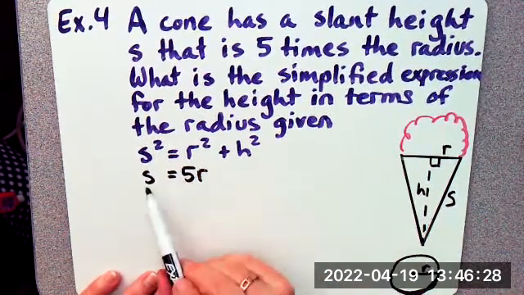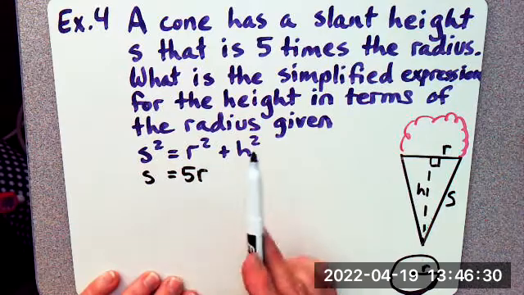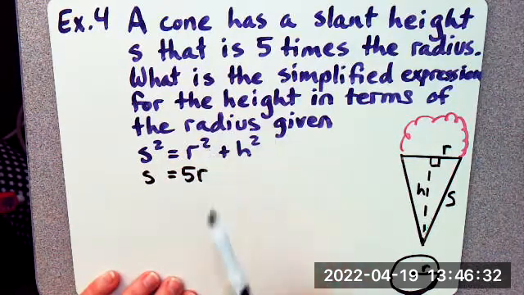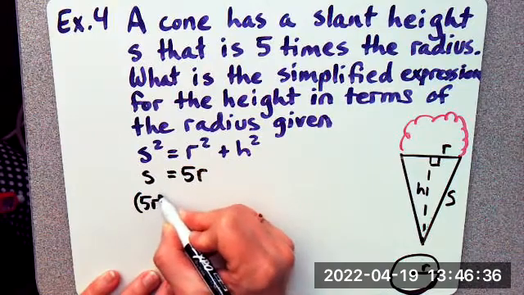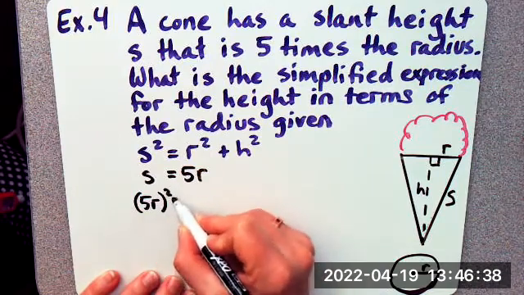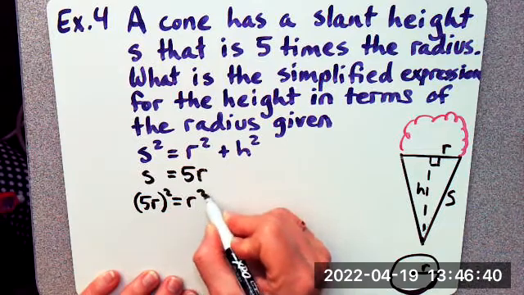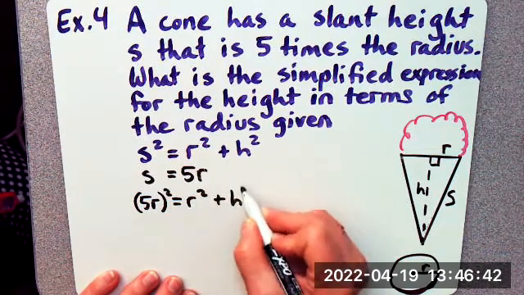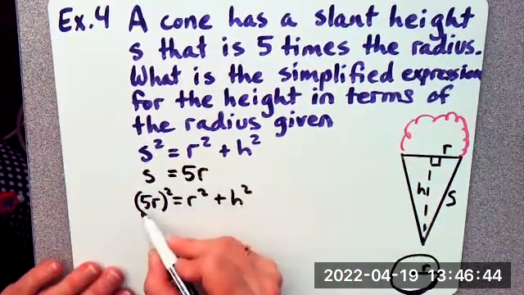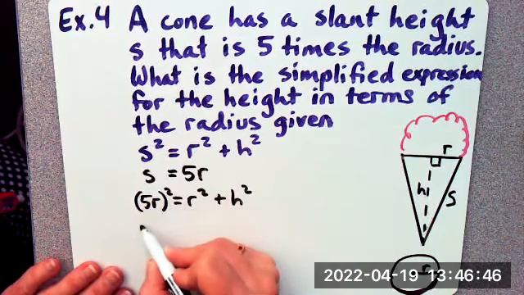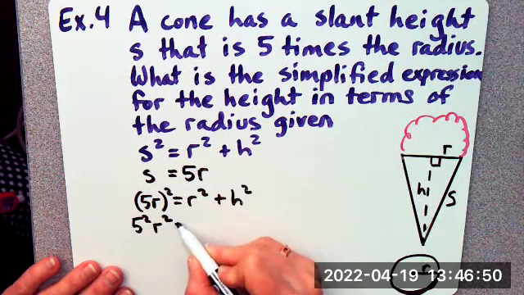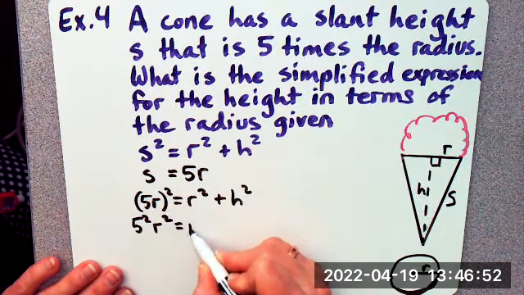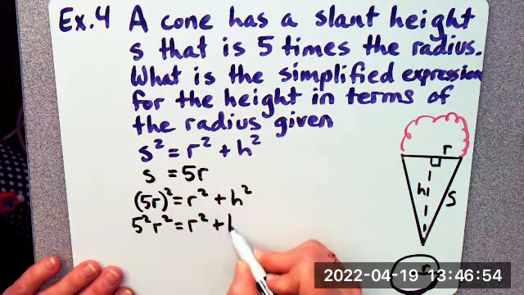All right, so we can substitute this in here because we need to get the height in terms of only the radius. So we have 5r squared equals r squared plus h squared. So 5r squared is 5 squared, r squared, and that equals r squared plus h squared.